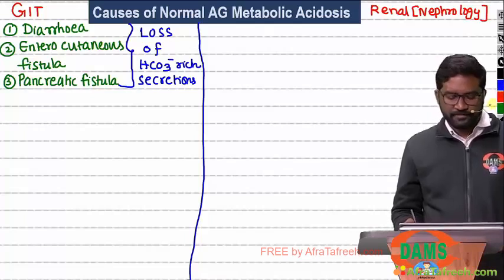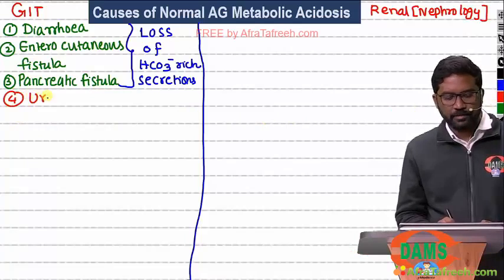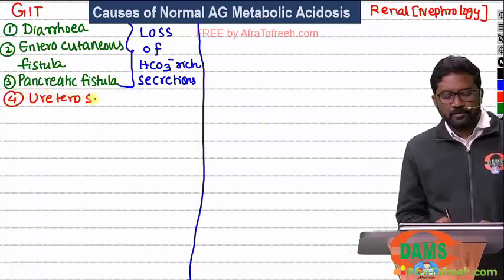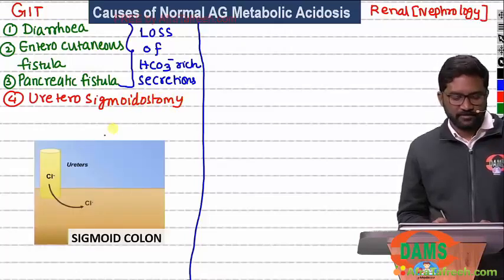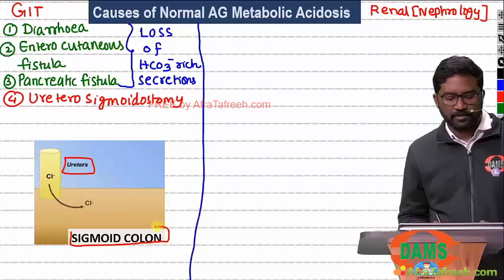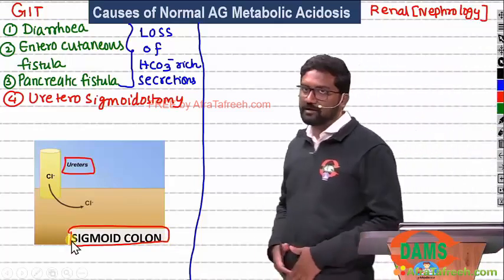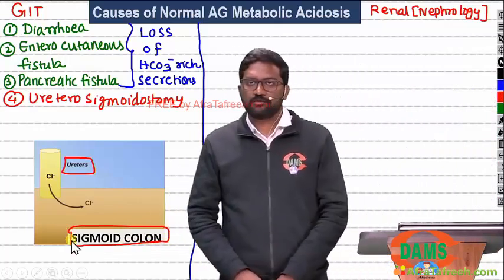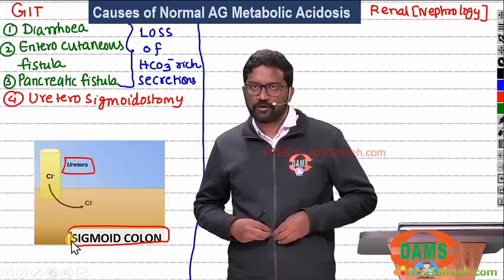Next is a surgery called ureterosigmoidostomy. This is a slightly different mechanism. What is meant by ureterosigmoidostomy? Bringing the ureters and connecting them to the sigmoid colon. This surgery is done whenever there is bladder carcinoma. Now the ureters cannot go into the bladder, so they will be diverted into the sigmoid colon.